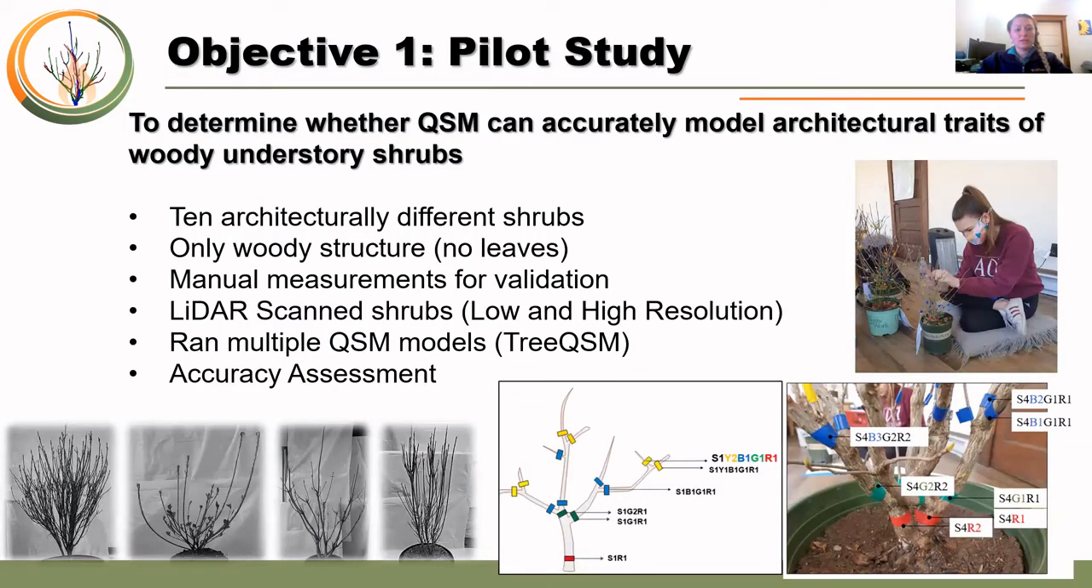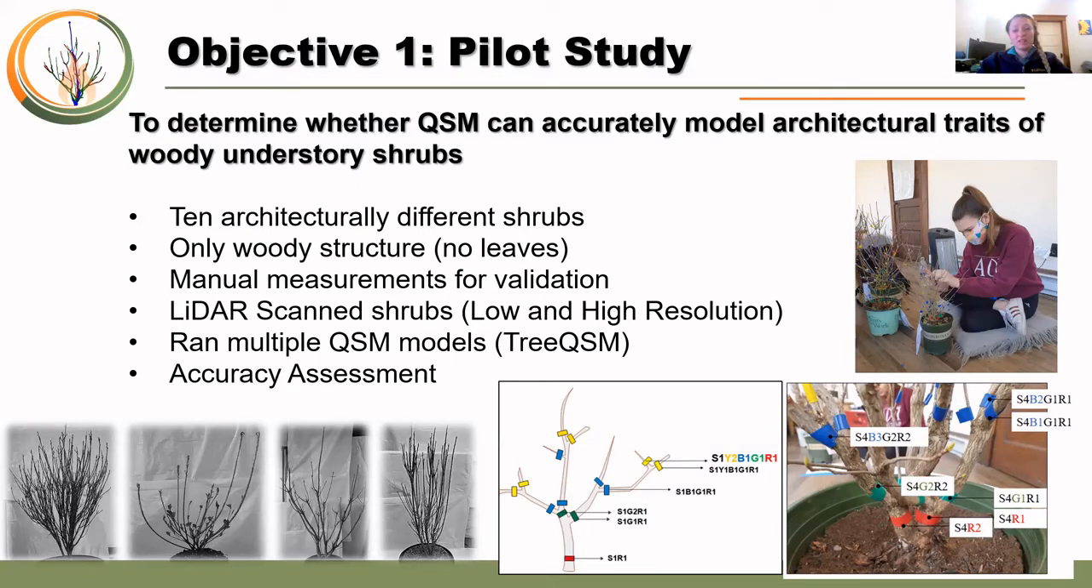So before doing this in the field, and partially due to COVID, we decided to investigate the QSM for 10 architecturally different shrubs from a nursery. To assess the performance of the QSM, we chose shrubs with different heights, complexities, branching patterns, and crown shape for the study. The initial test was to see how well the QSM could delineate the stems.